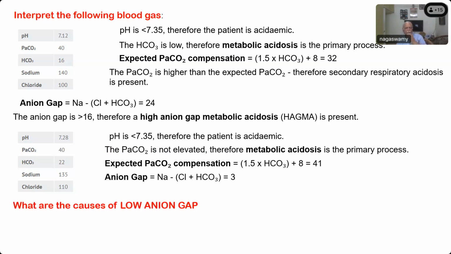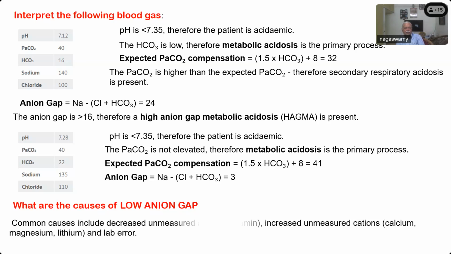So what are the causes of low anion gap? When will you have a low anion gap like this? Common causes include decreased unmeasured anions like albumin, increased unmeasured cations, that is calcium, magnesium, lithium, or it can be a lab error. So remember these 3 points for low anion gap: low albumin, or high calcium, magnesium, and lithium, or it can be a lab error.